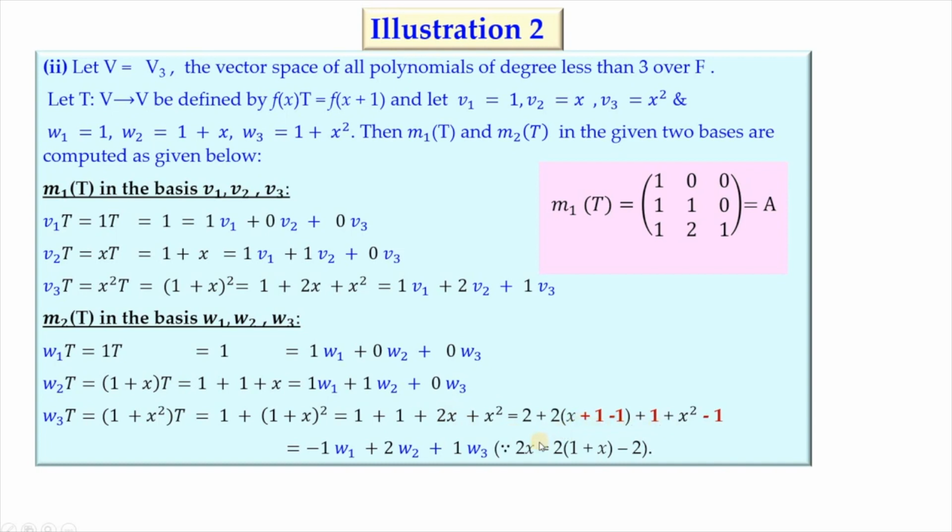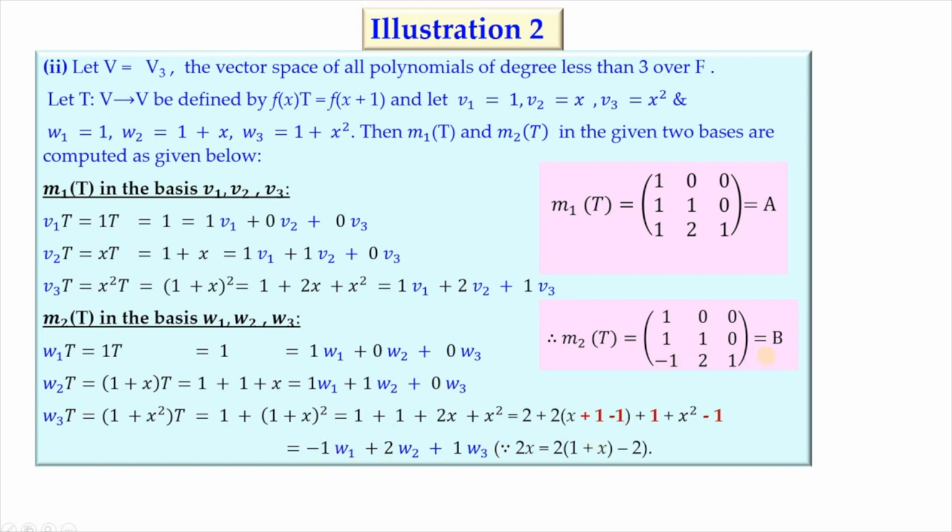Here we have 2 minus 2 from here, and we are left with minus 1. So minus 1 into 1, where 1 is replaced by W1. The second one is 2 into x plus 1. X plus 1, or 1 plus x, is nothing but W2, so you get 2 into W2. And then we have 1 plus x square, which is already accounted for: 1 plus x square is W3. So when we consider the matrix, the first row will be 1, 0, 0, the second row will be 1, 1, 0, and the third row is minus 1, 2, 1. So this is our matrix B.